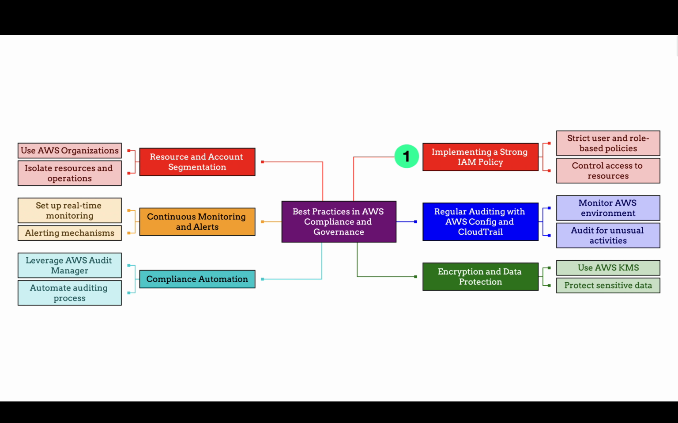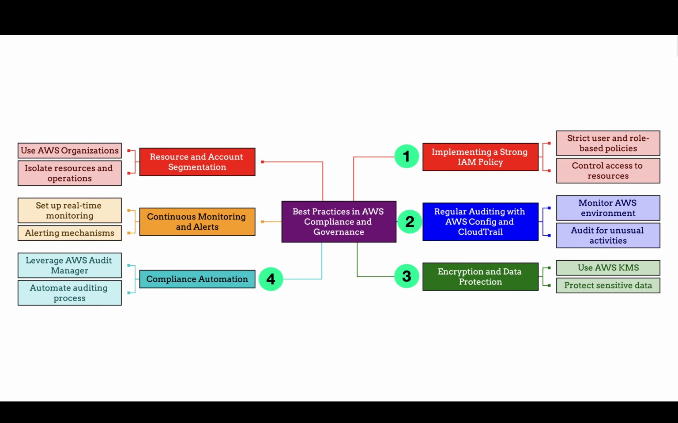1. Implementing a strong IAM policy: create and enforce strict user and role-based policies to control access to resources and services. 2. Regular auditing with AWS Config and CloudTrail: regularly audit and monitor your AWS environment with AWS Config and CloudTrail for unusual activities and compliance with policies. 3. Encryption and data protection: utilize AWS KMS for encryption needs and protect sensitive data across AWS services.